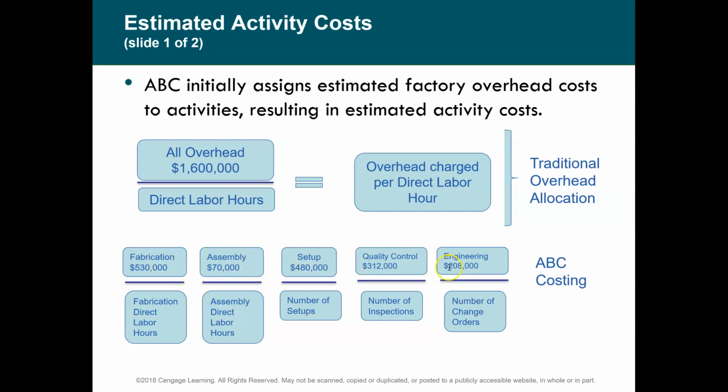So we take each one of these things and think, how am I going to allocate these costs? For fabrication, we're going to allocate it based on direct labor hours. For assembly, we use assembly direct labor hours. We estimate what these are for the year, divide the estimated cost by the estimated usage for the year, and come up with a rate for this particular activity. And that's why it's activity-based costing. For setups, we'll use number of setups. For quality control, we could use number of inspections. And for engineering, number of engineering change orders. So the result is you get a much better idea of what the real costs are for your products.